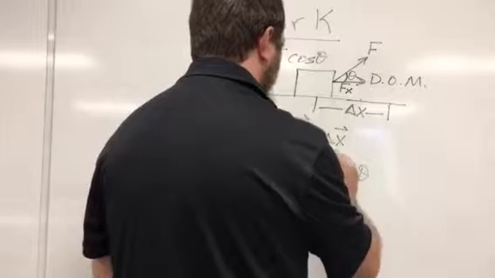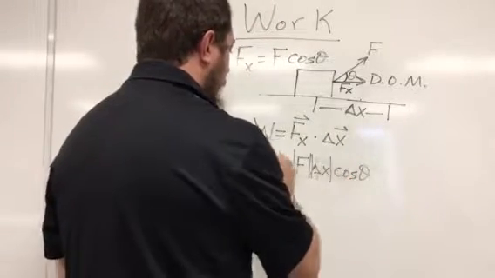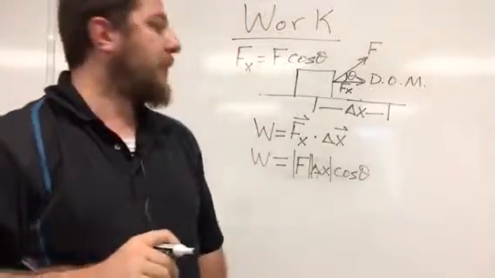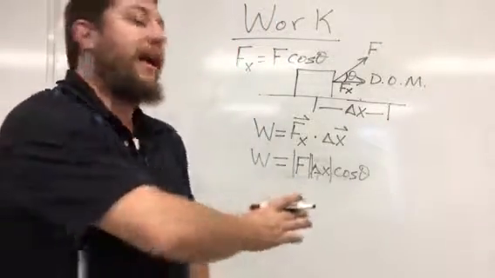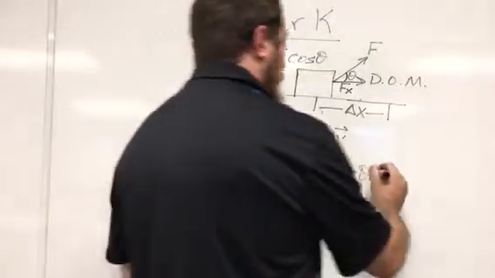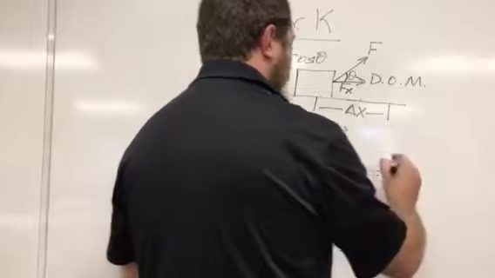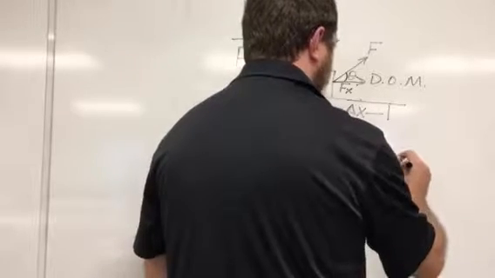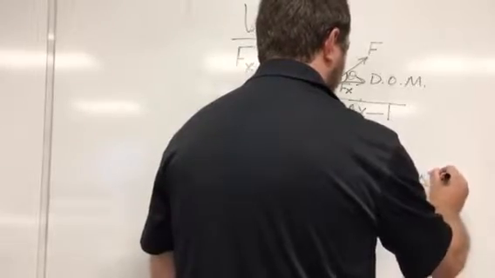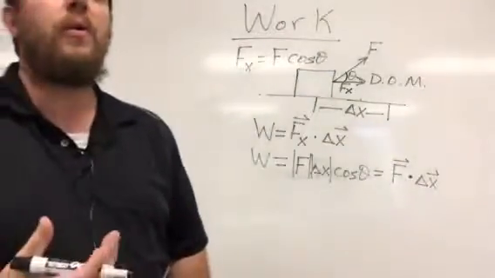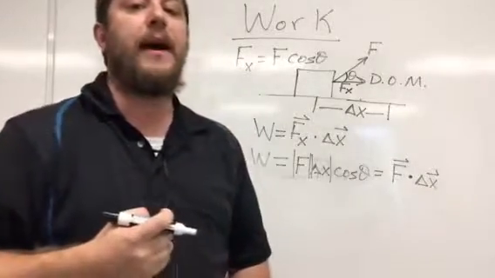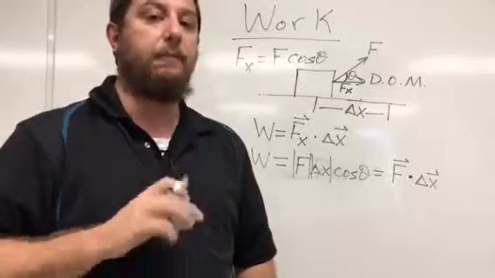And now we can see that the work is equal to the magnitude of the force times the magnitude of displacement times the cosine of the angle between them. And this is the definition of the dot product. So what we can conclude is that the work is equal to the force dotted into delta x. So if I know what my force is, and I know the displacement that I've moved my object, then I can calculate the work done.